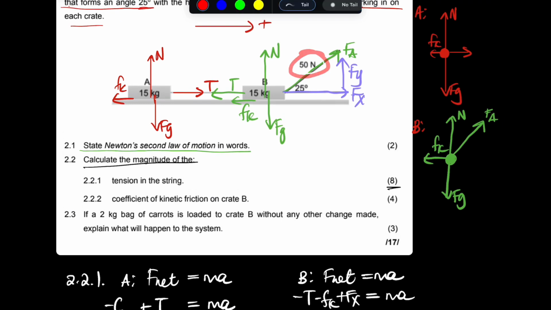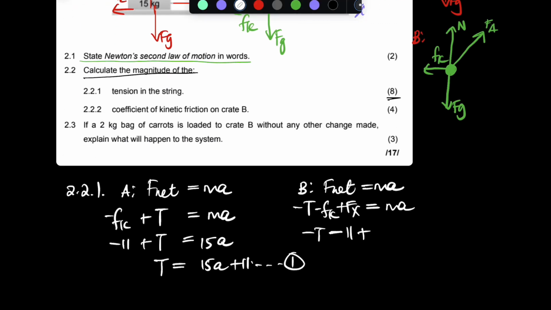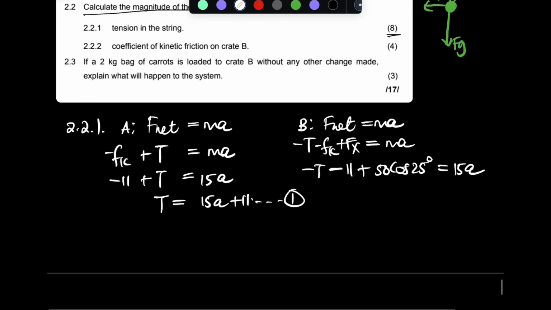We are given the force is 50, and we're given the angle there, so it's going to be F cos theta. So the force is 50 cos 25 degrees, equal to the mass, 15, times a. When you punch this in the calculator, we can leave it like that. Let me punch that in the calculator and we see.